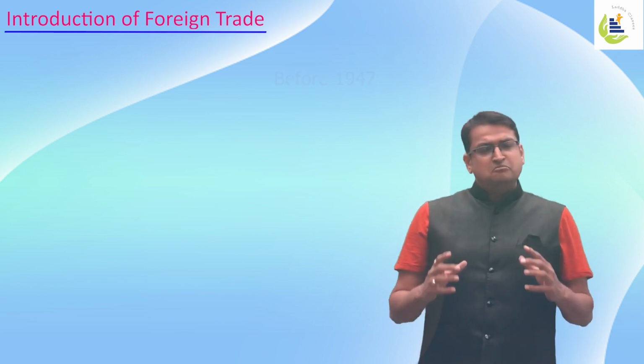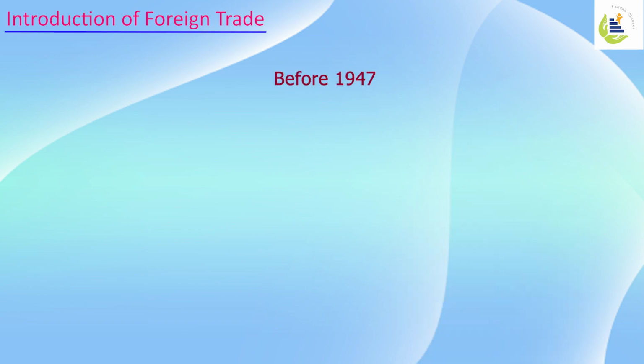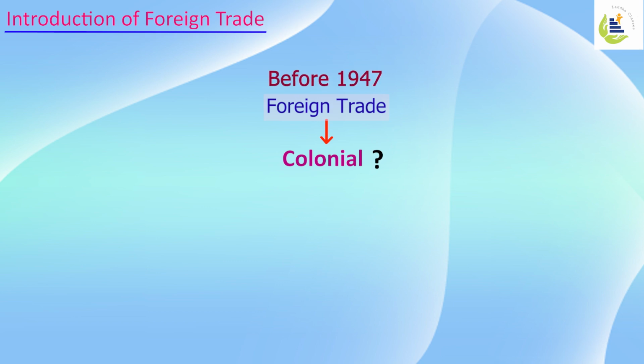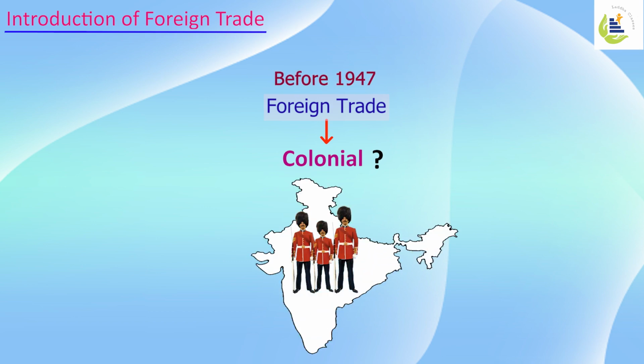In this video, we will try to understand the introduction, or I would say historical background, of foreign trade in India. Well, before 1947, the independence of India, the foreign trade of India was mostly colonial in nature. What do you mean by colonial in nature? Well, before 1947, Britishers were ruling India.